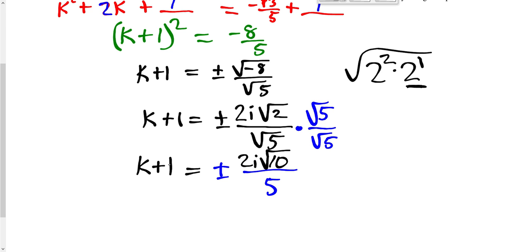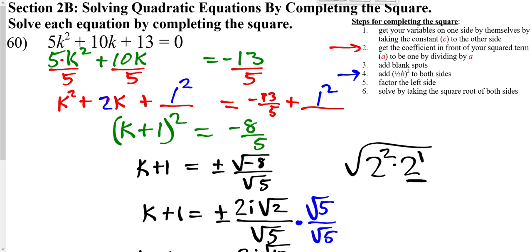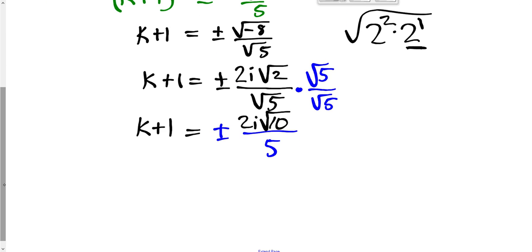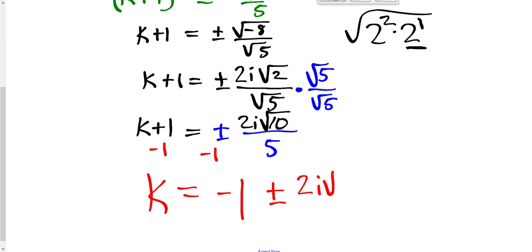Since we had a positive in front of our squared term, we know it's a parabola opening up. So this one, if you graphed it, would be a parabola always above the x-axis, never touching it. Then to finish getting k by itself, we would need to subtract a 1 from both sides. So we get k is equal to negative 1 plus or minus 2i root 10 over 5.